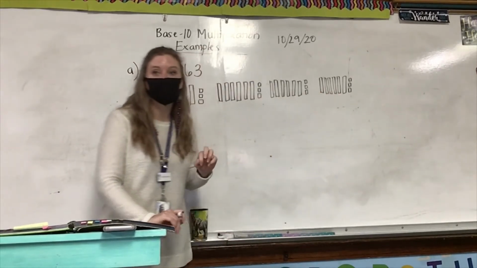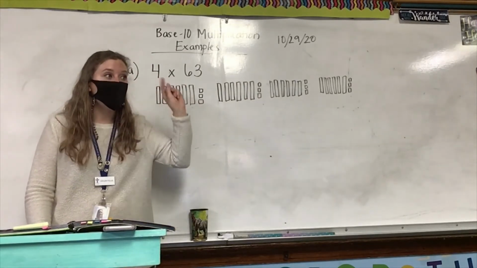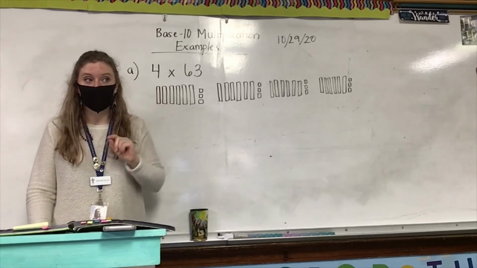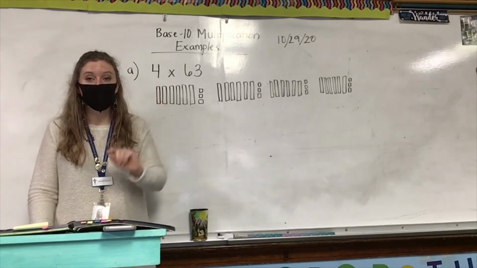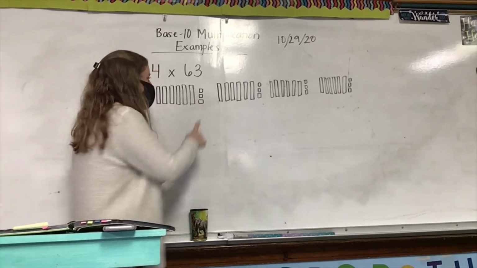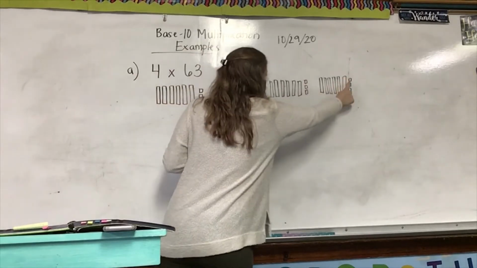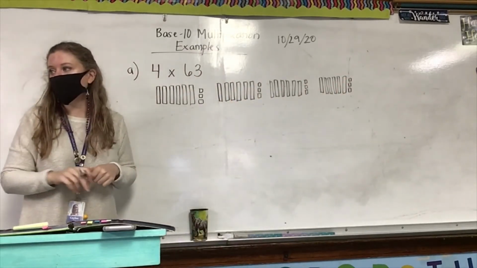And that's something that you should do every time you draw models, is just go back really quick and make sure that you have the correct amount. Because if you don't, you're going to end up with the wrong answer. Now I'm going to make sure I have 3 ones cubes each time. 1, 2, 3, 1, 2, 3, 1, 2, 3, 1, 2, 3. I'm good. Yes, Kingston, quickly.